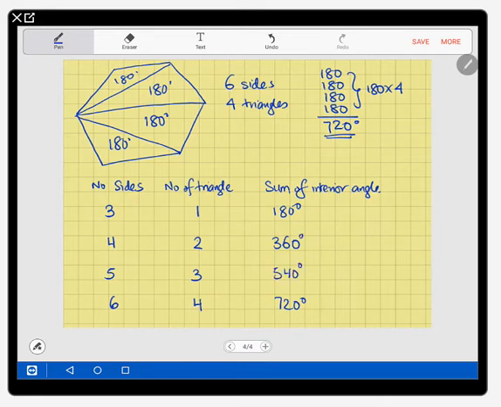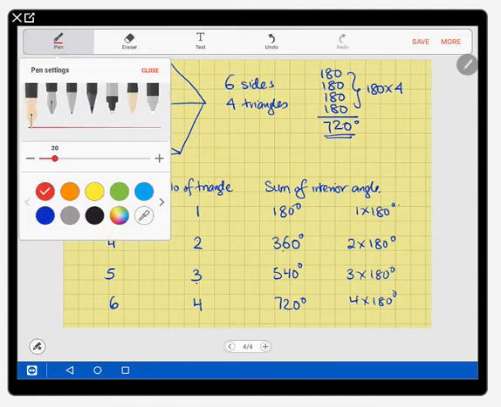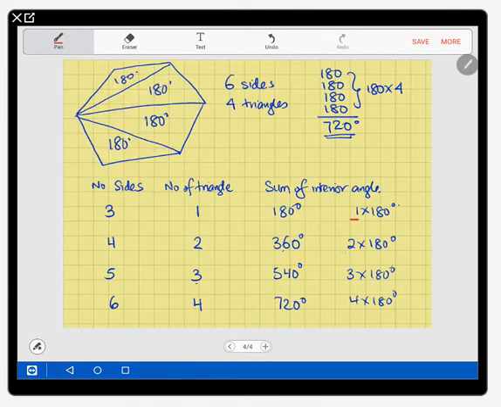Is there any pattern that we can see here? 180 is equal to 1 times 180. Where do we get 360? It's 2 times 180. 3 times 180. 4 times 180. Alright? Now, I want you to watch this carefully. Where do we get this 1, 2, 3, 4? We get it from here, the number of triangles.